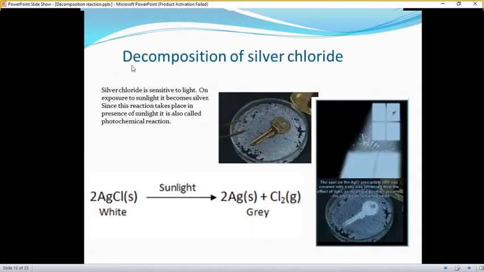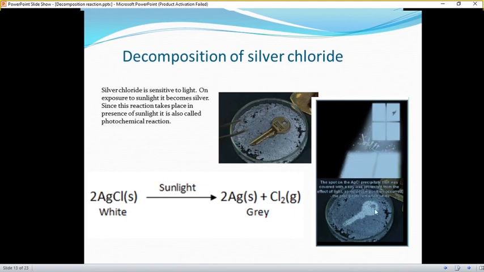Let's look at an example, that is decomposition of silver chloride. Silver chloride is sensitive to light. On exposure to sunlight, it becomes silver. Since this reaction takes place in the presence of sunlight, it is also known as a photochemical reaction. Now in this diagram, we can see there is a key placed over silver chloride and it is exposed to sunlight.